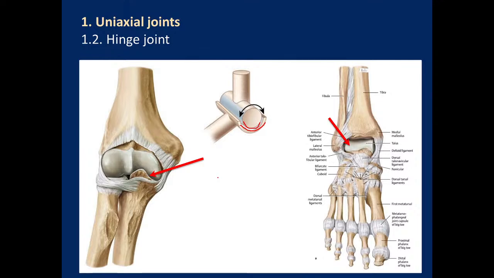As the name implies, hinge joints produce an angular opening and closing motion like that of a hinged door. This type of joint typically permits only flexion and extension. So two kinds of movement, for example, in the cubital joints: flexion and extension.